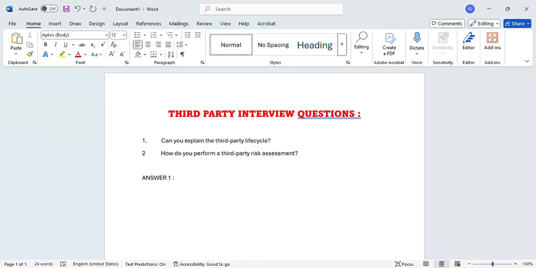Life cycle of the third party. From where does the third party process actually start, and until what point is it complete? There are multiple phases in the life cycle. It starts with the planning phase. Who is supposed to plan? The business is supposed to plan what the requirement is.